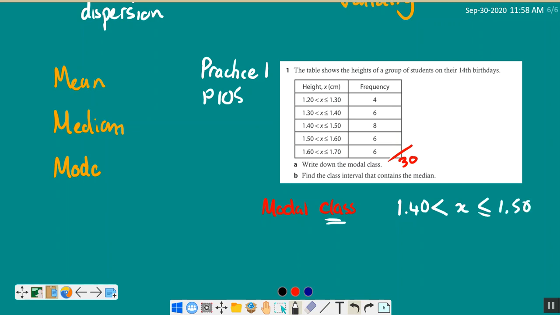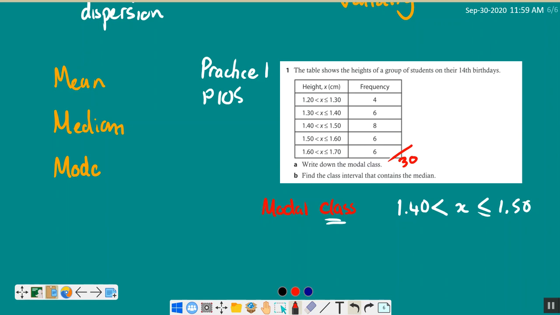Okay. Find the class interval that contains the median. How do you do that? Yeah. You take the entire number of students, plus 1, divide by 2, and then you find where that number fits inside the column.